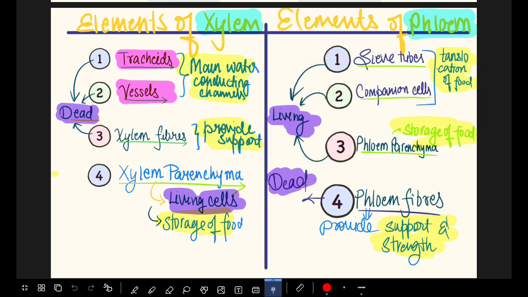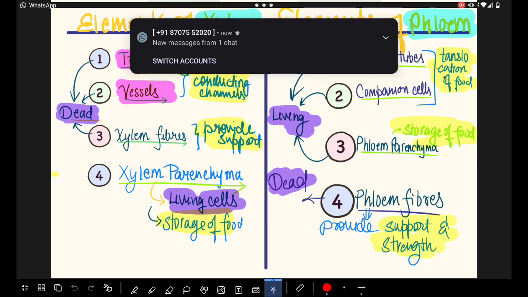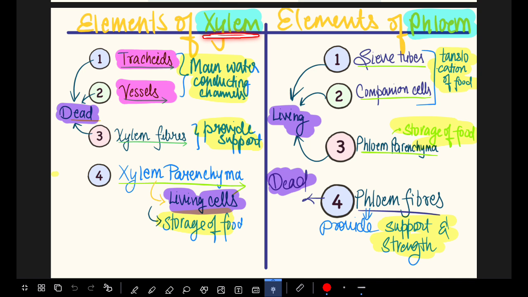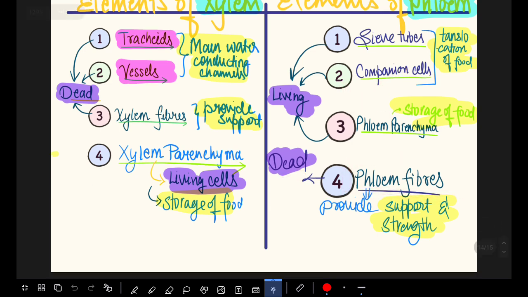For remembering which one is dead and which one is not in xylem and phloem, let me tell you a trick. See, in xylem the parenchyma is the only living one, others are dead, whereas in phloem the fiber is the only dead one, others are living. This is the basic clear difference.